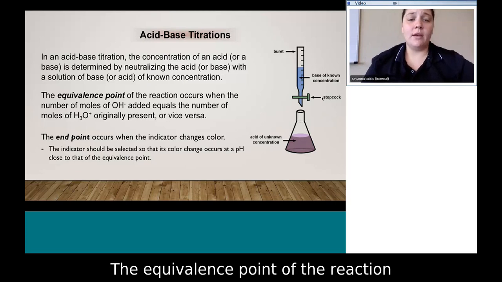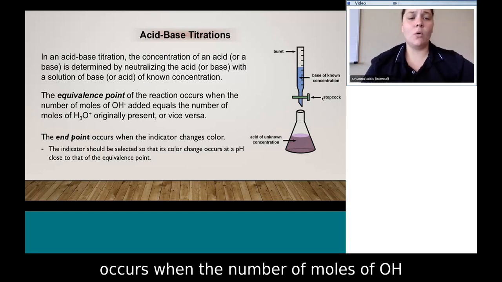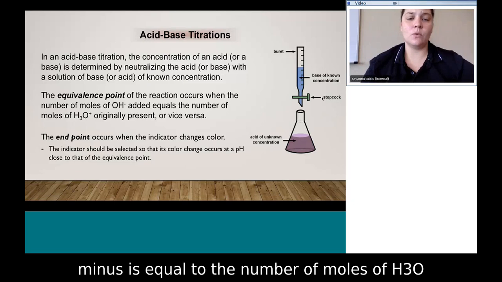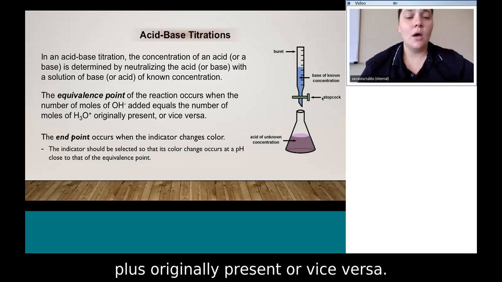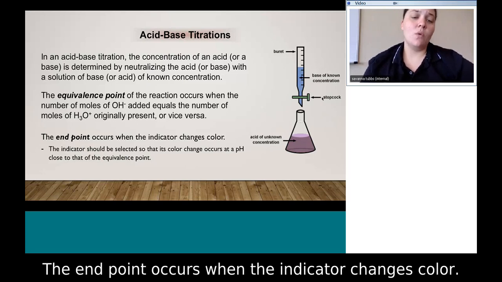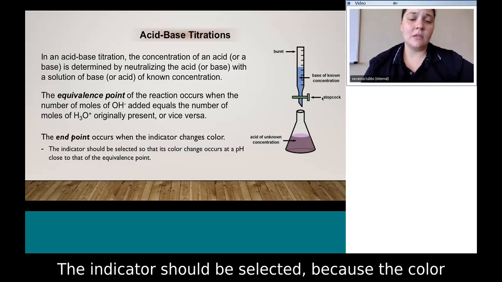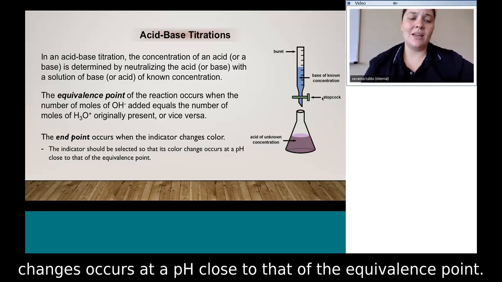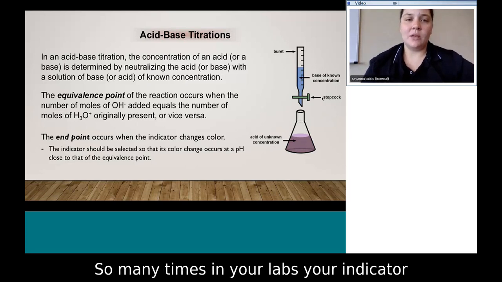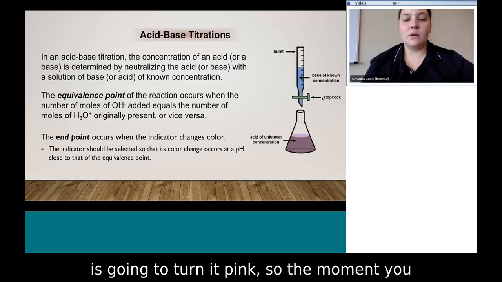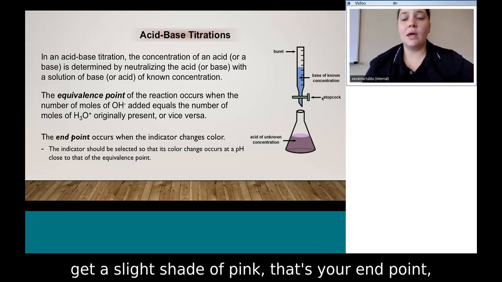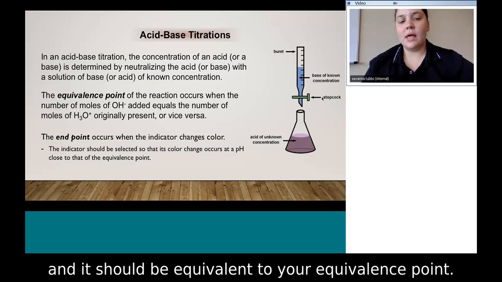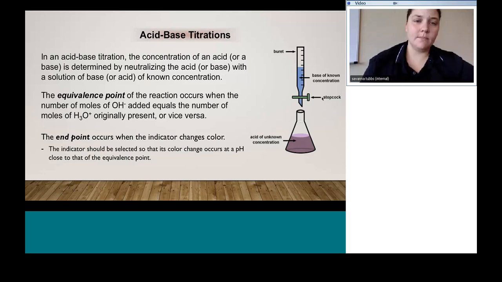The equivalence point of the reaction occurs when the number of moles of OH- added equals the number of moles of H3O+ originally present, or vice versa. The endpoint occurs when the indicator changes color. The indicator should be selected so that the color change occurs at a pH close to that of the equivalence point. So many times in your labs, your indicator is going to turn pink. So the moment you get a slight shade of pink, that's your endpoint, and it should be equivalent to your equivalence point.